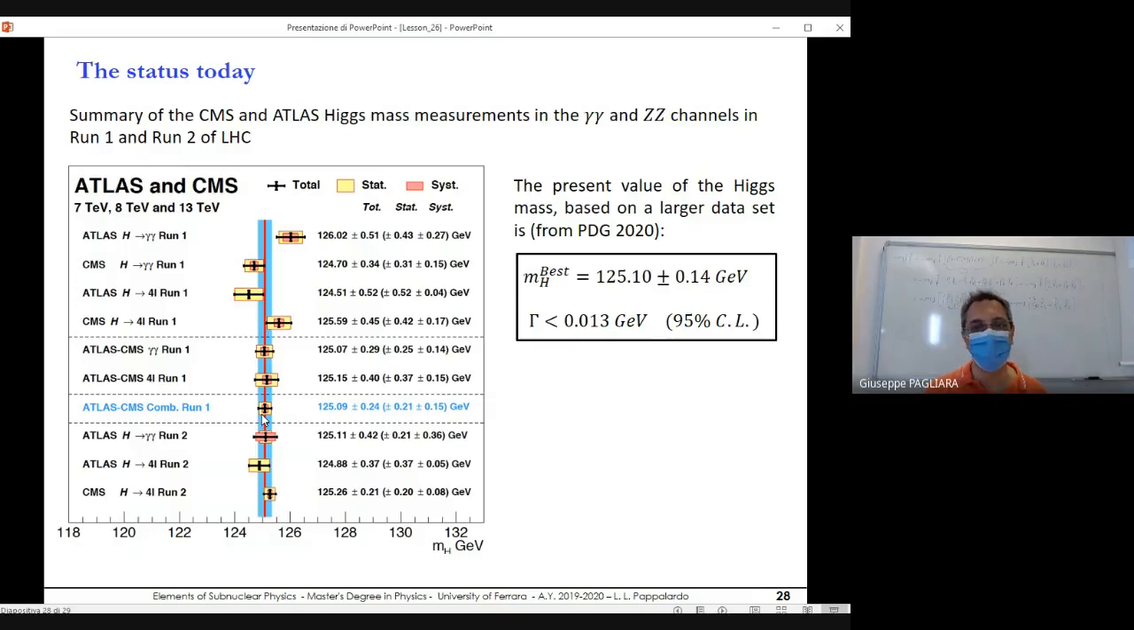Today we know the mass of the Higgs with a higher precision, so now the error is down to 0.14, and the mass is indeed 125 GeV with a width smaller than 0.014 GeV.